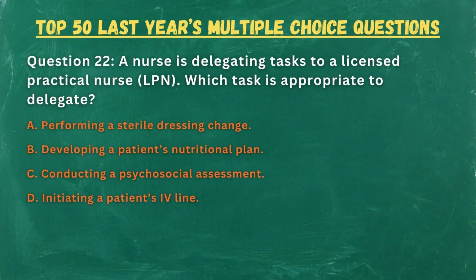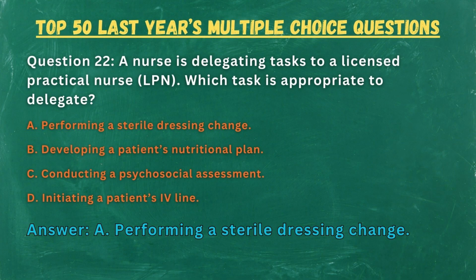Question 22. A nurse is delegating tasks to a licensed practical nurse, LPN. Which task is appropriate to delegate? A. Performing a sterile dressing change. B. Developing a patient's nutritional plan. C. Conducting a psychosocial assessment. D. Initiating a patient's IV line. Answer: A. Performing a sterile dressing change.